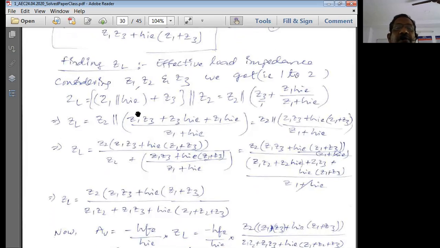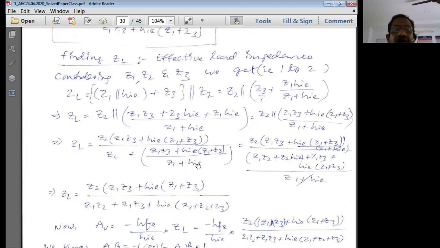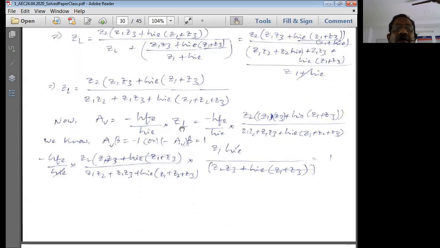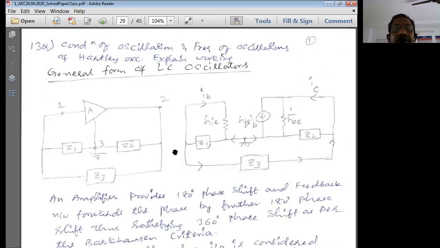See here, Z1 in parallel to HIE plus Z3, this entire thing is coming in parallel to Z2. Now you have to solve this entire equation to get ZL. Once we get ZL, we know beta. So AV beta is equal to minus 1. AV is nothing but minus HFE by HIE into ZL, and beta network into beta is equal to 1. So in AV I have ZL, and I'll substitute it here. Then I have to simply calculate. Like this, we proceed further towards the expression for the condition of oscillations.